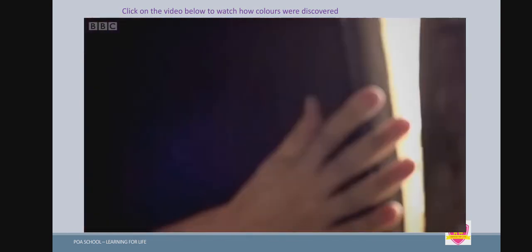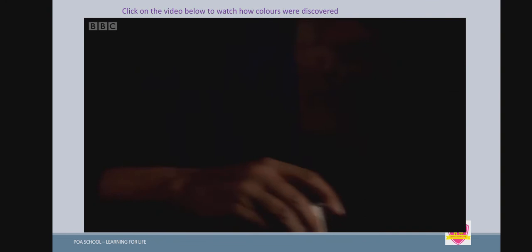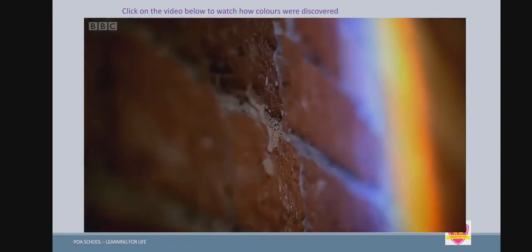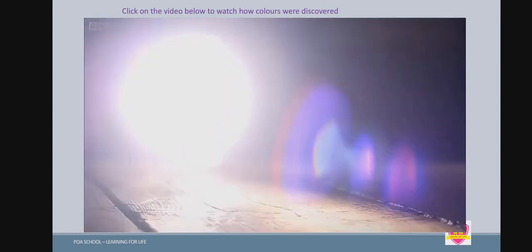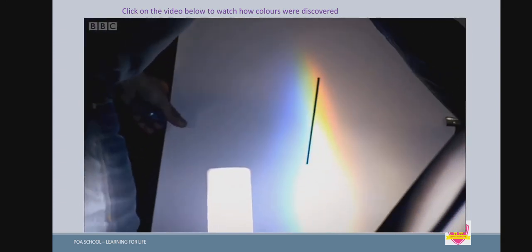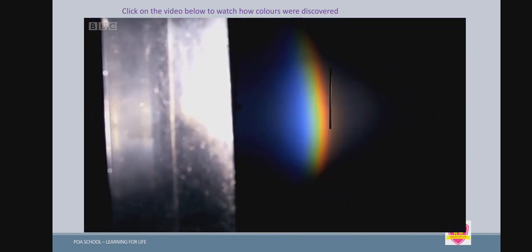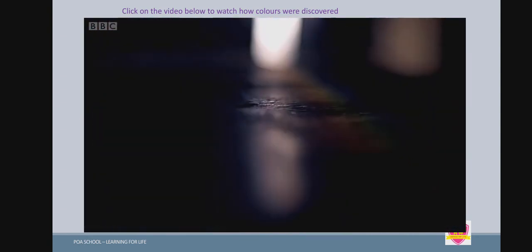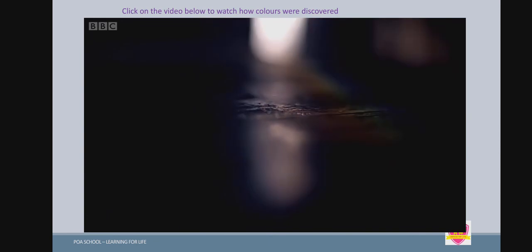The common explanation for the appearance of the colours was that they were impurities added by the prism to the pure white light. Newton thought that the colours were already present in the white sunlight. But what set Newton apart was the fact that he devised and performed an experiment to test his hypothesis.